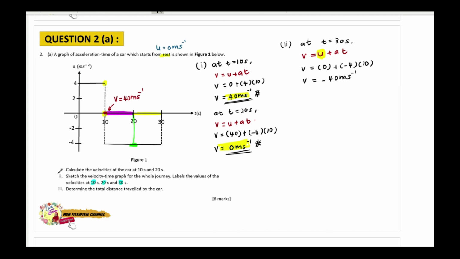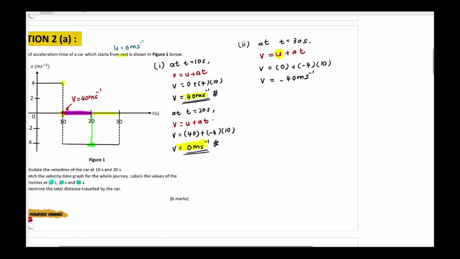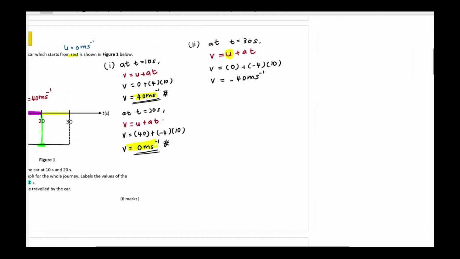Kita perlukan semua maklumat ni sebab kita nak sketch our graph. Okay, VT graph. Alright, so now let's sketch the graph. So here we have V. Okay, the unit is meter per second. And then we're going to have, okay, so here let's say we have T in seconds, start from 0.